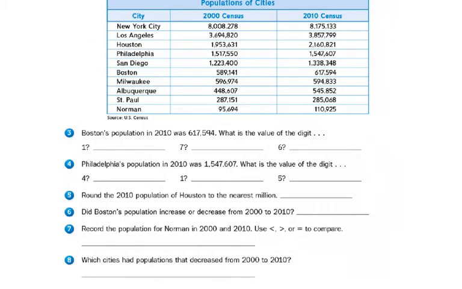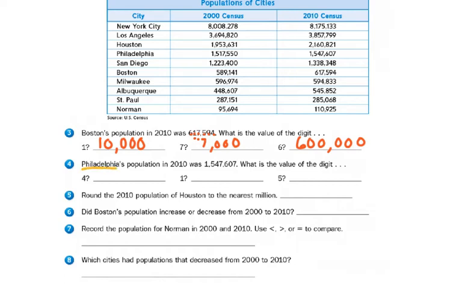So the value of the 1 is in the 10,000s. So the value of the 1 is 10,000. The value of the 7 is 7,000. And the value of the 6: ones, tens, hundreds, thousands, 10,000s, 100,000s. It's the 100,000s place, but the value is a 6 there. So we say the value is 600,000.